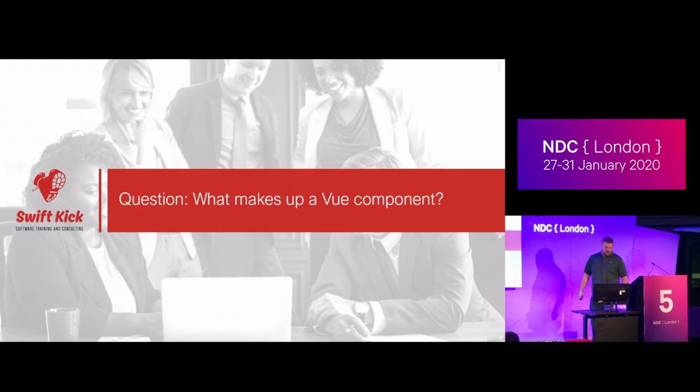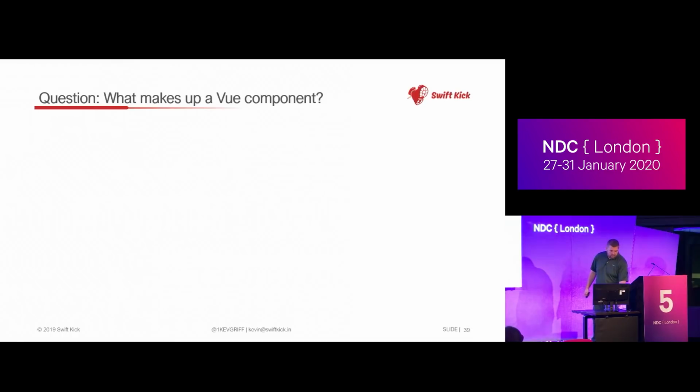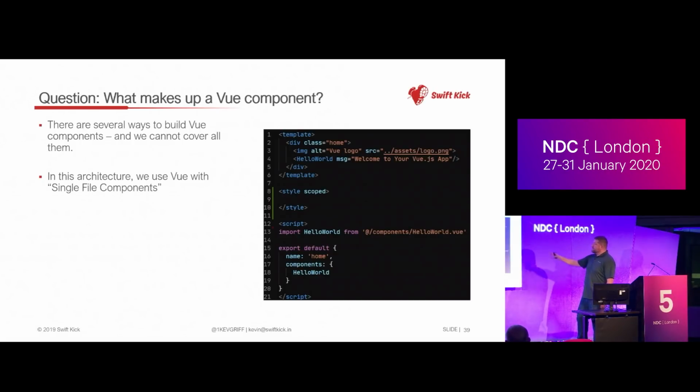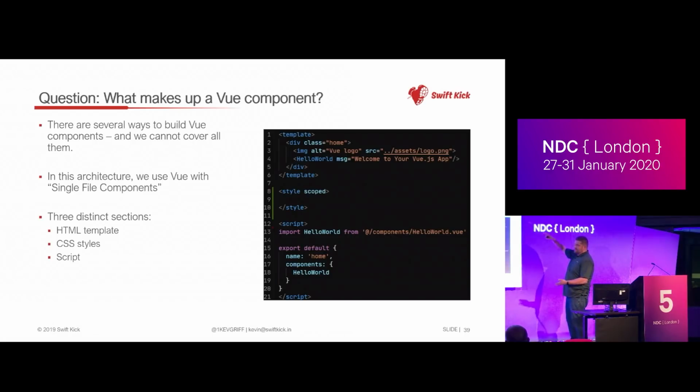All right, let's talk a little bit more about a Vue component. There are several ways to build Vue components. I'm only going to show you one because it's the most useful way to write single-page applications. The term we use is single file components. So if you go Google or Bing or whatever you use, Vue single file components, this is what it's going to show you. You've already seen this screenshot. You have your separate template, your separate styles, and your scripts. So this makes up one single component. We don't need to go much more into that.